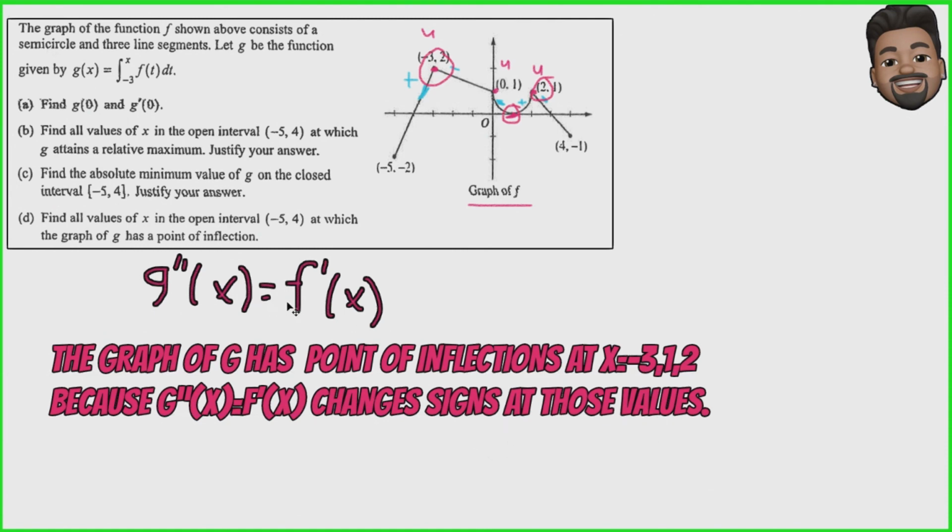Our second derivative changes signs, and there it is. We don't need to justify each one. We just need to state exactly how they change signs. So hopefully you guys enjoyed. That was 2004. Capiche?